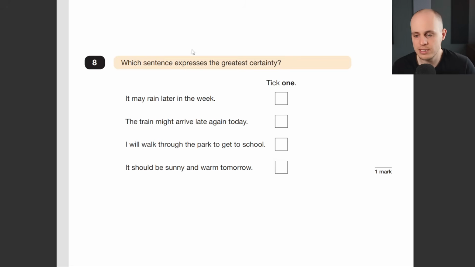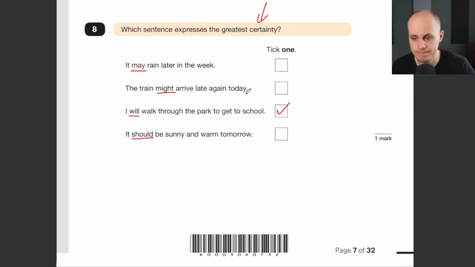Which sentence expresses the greatest certainty? This is a question on modal verbs. Modal verbs show possibility, right? And some modal verbs show a higher possibility than others. So the modal verbs in this question are may, might, will, and should. I don't even really need to read the sentences, to be honest with you, to know which one is showing the most certainty, right? May happen, might happen, should happen. Will is like, well, it's almost definite at that point, isn't it? That's the highest probability, the greatest certainty.